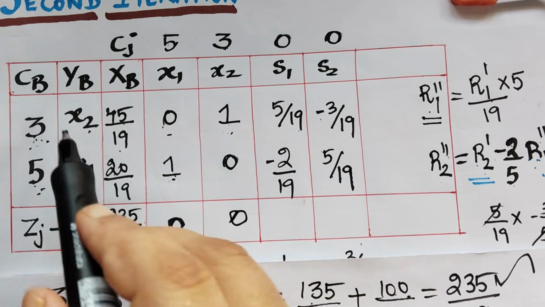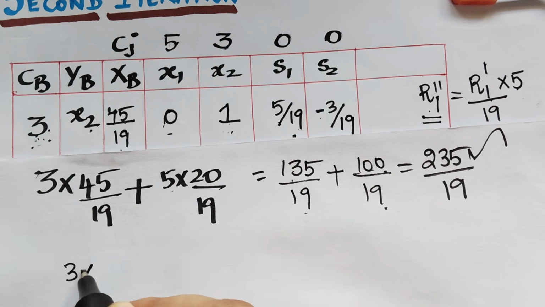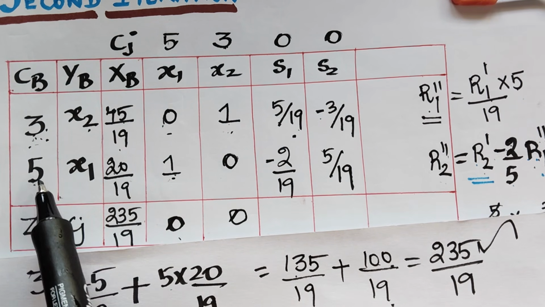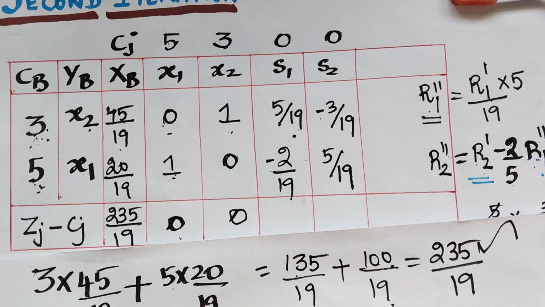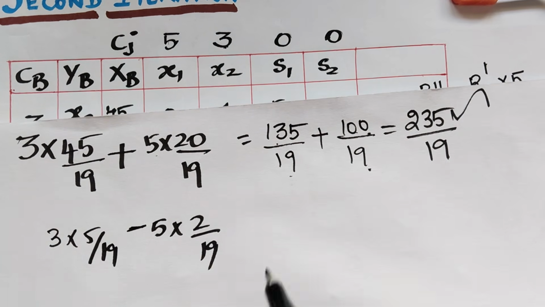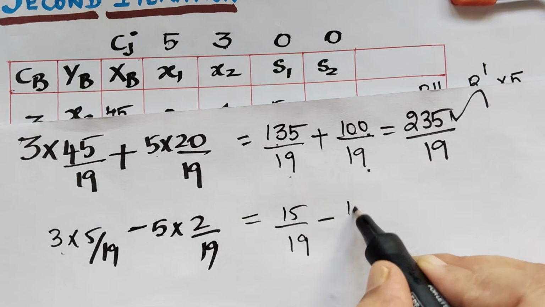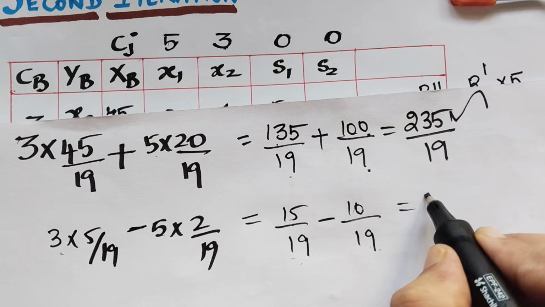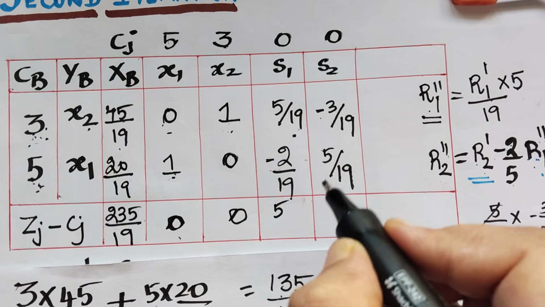Now next, 3 into 5 by 19. So that is 3 into 5 by 19 plus 5 into minus 2 by 19. So that will be minus 5 into 2 by 19. So what we get, 5 3 times is 15. So 15 by 19 minus 5 2 times is 10. So 10 by 19. Since the denominators are same, 15 minus 10 is 5. So it will be 5 by 19. So this is 5 by 19.